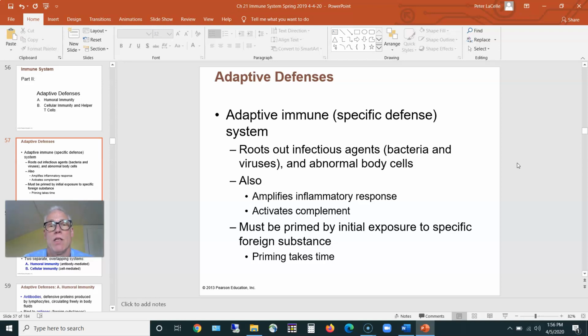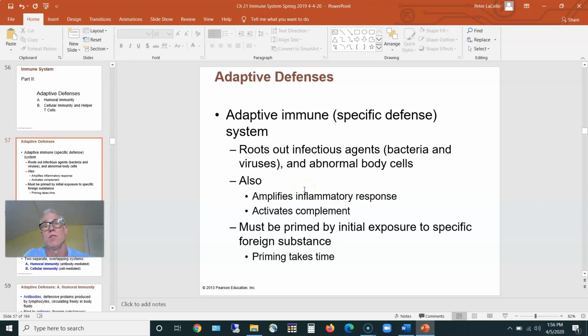And also, there's a connection between the adaptive and innate immune systems that we'll talk about because, as you already know, the classical pathway of complement activation, those antimicrobial proteins, is through antibody-antigen complexes. So, of course, antibodies are the purview of adaptive defenses.